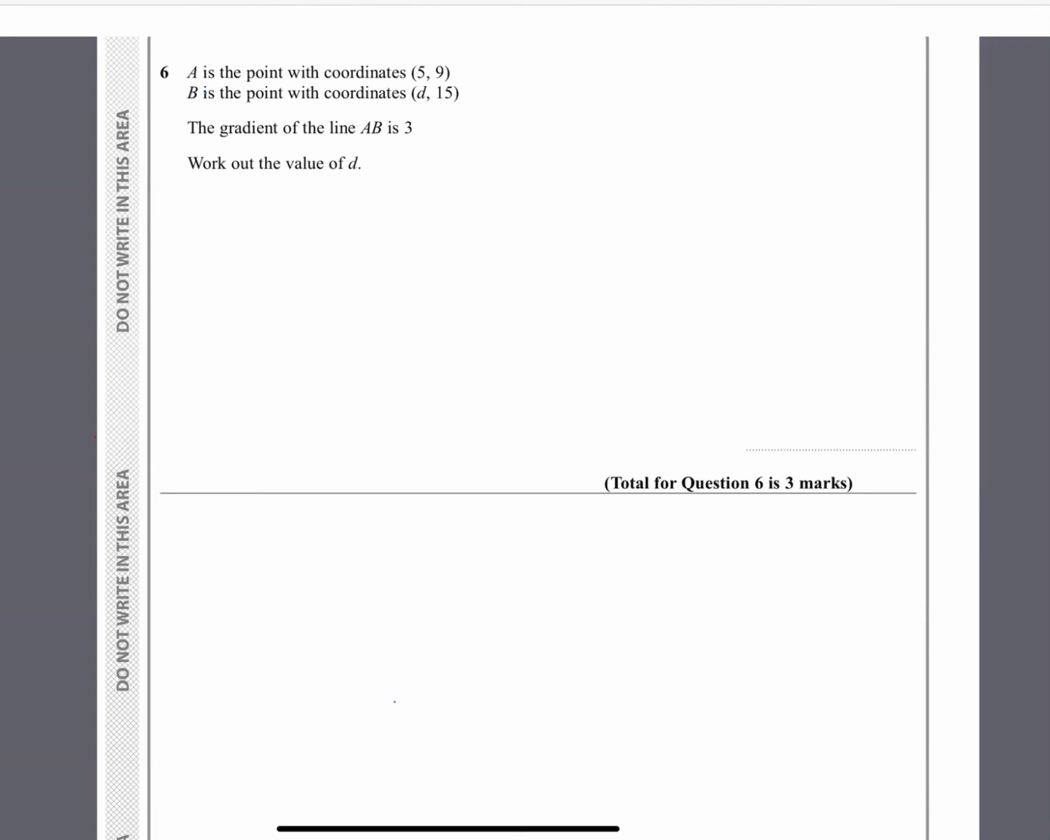You said change in x over change in y. On the contrary, it's the change in the y divided by the change in the x. So in this case, what is the change in the y? Is it minus? -6. So you had used 9 minus 15, which is good.